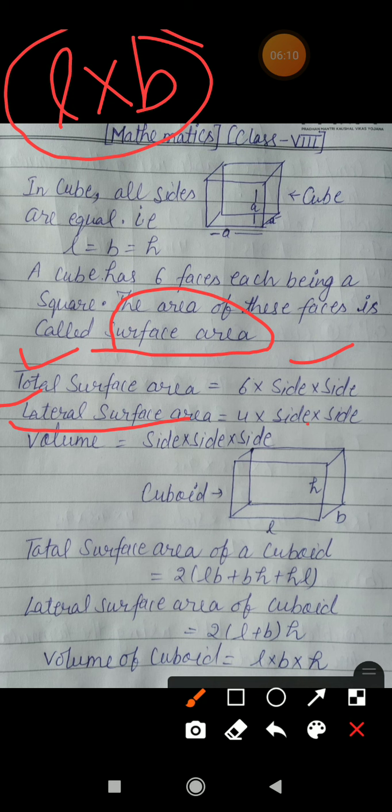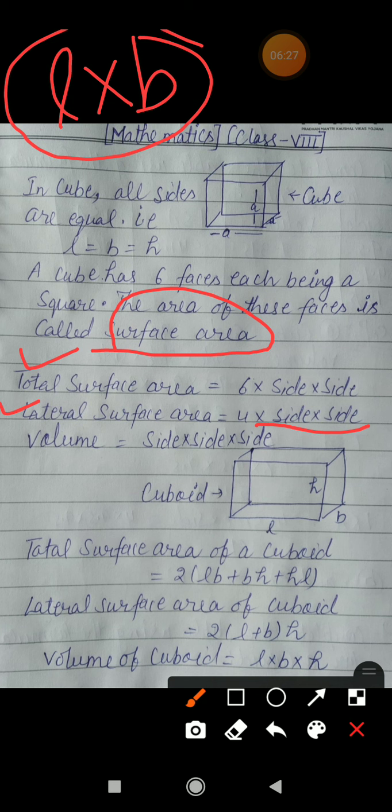That is your formula. The formula is 4 into side. So by the formula of 4 into side, you have to calculate the lateral surface area of a cube. Now I have to explain the volume.